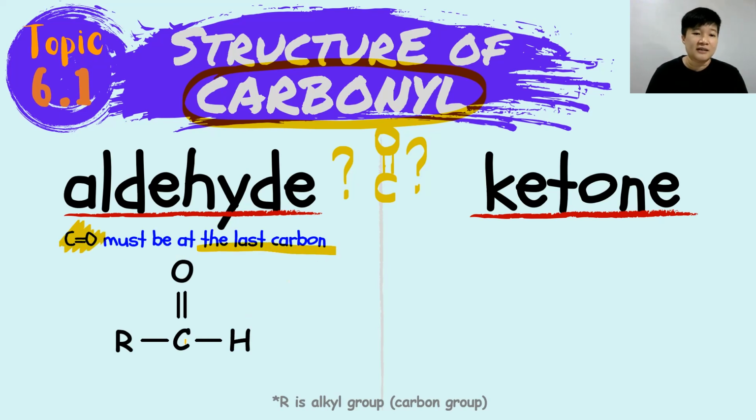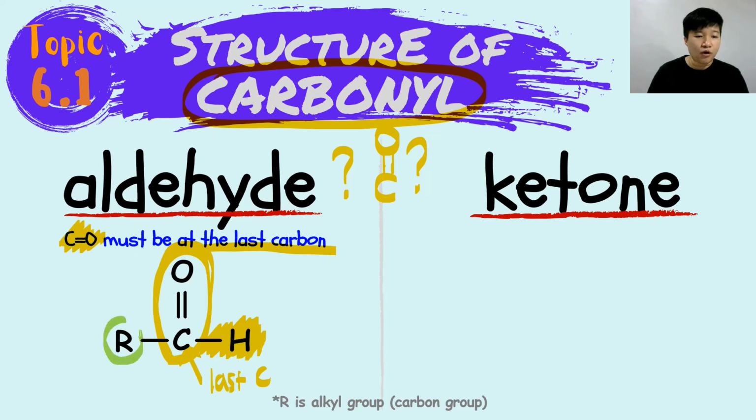In other words, your C double bond O over here must be holding at least 1 hydrogen. That represents this carbon is the last carbon. Alright? Whether it's the first carbon or the last carbon is the same. It doesn't matter, as long as the carbon is holding at least 1 hydrogen. And that is your aldehyde. So remember, your aldehyde means your C double bond O group over here must be holding at least 1 hydrogen.